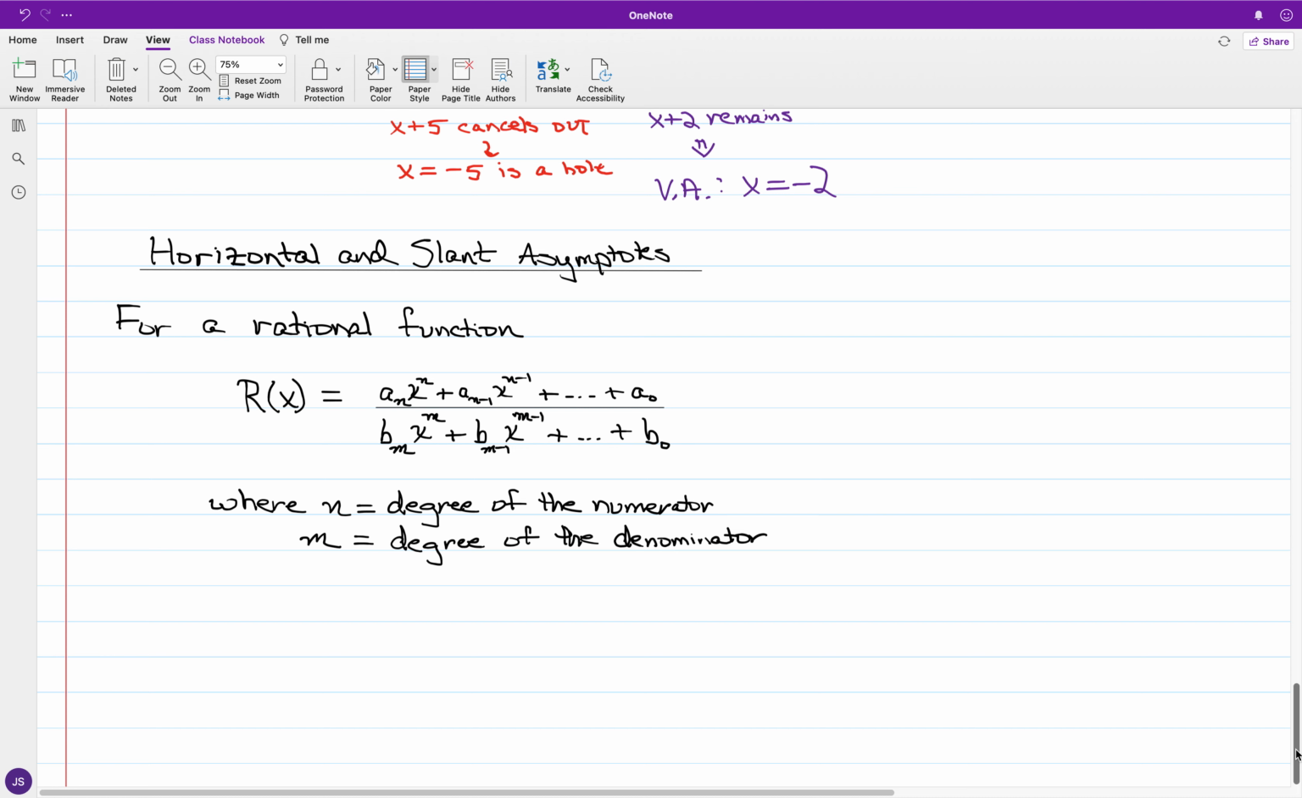And we have that in the setup. Now there are going to be some comparisons. First of all, if the degree of the numerator is less than what is in the denominator, so we have if n is less than m, then there is a horizontal asymptote. And that horizontal asymptote is going to be y is equal to 0.